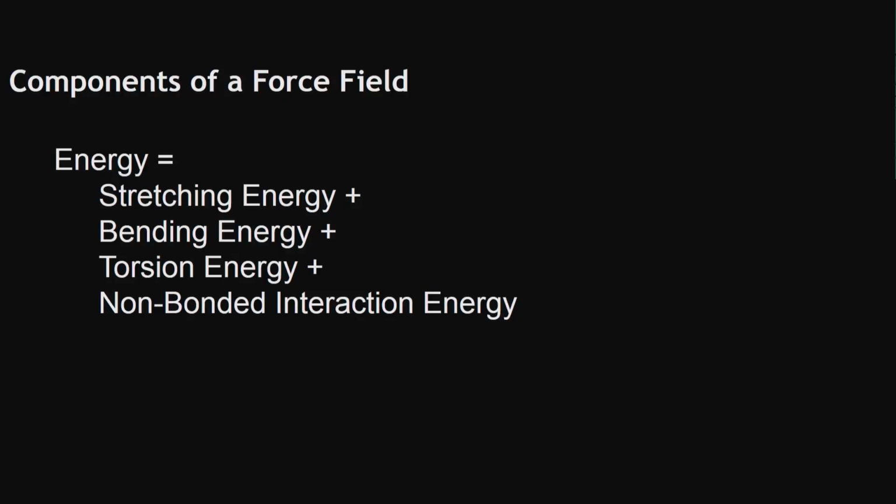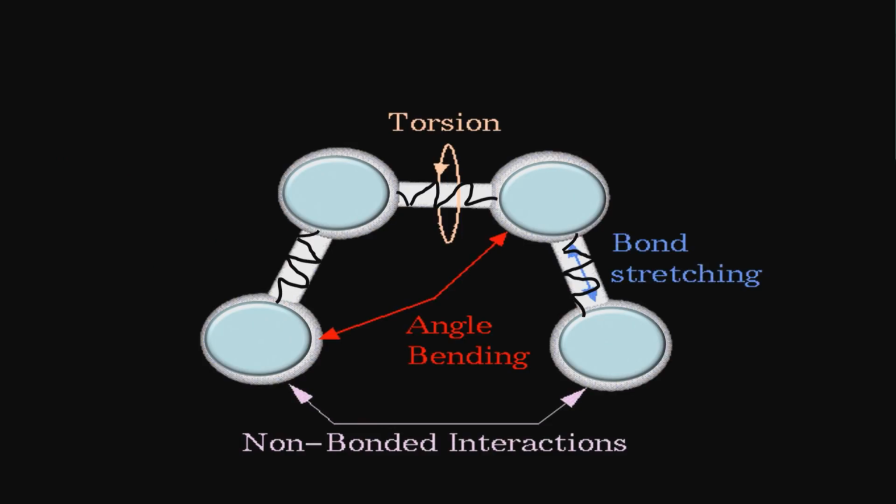The energy is made up of 4 different components: the stretching energy, then the bending energy, the torsion energy, and the non-bonded interaction. If you look at a particular molecule, assume it has 4 atoms, or 4 balls, connected in 3 bond formation. This is called the bond stretching. 2 atoms are stretched or conversely pushed in or compressed, that is called the bond stretching.